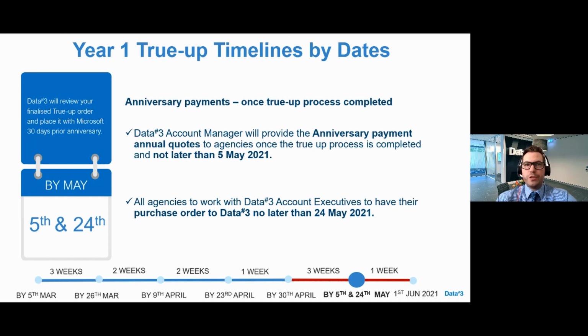Following the true-up completion, Data3 will assist with the anniversary payment annual quote. We will provide you with a quote no later than the 5th of May, 2021. All agencies will have 3 weeks to submit the purchase order back to the Data3 account executive no later than the 24th of May, 2021.